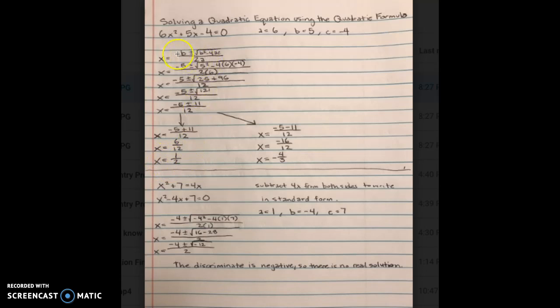And again, because the discriminant is greater than 0, we have two solutions. Okay, let's take a look at our second example here.